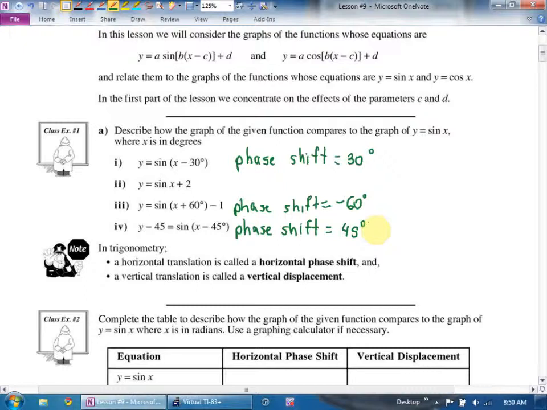Having said that, we're going to get tired of writing the words phase shift. I'm going to use PS as my abbreviation, if that's okay. What did you say this one was? 2 up? Okay, when you move a trig function, a periodic function, up or down, we call that a vertical displacement. This has a vertical displacement of 2.